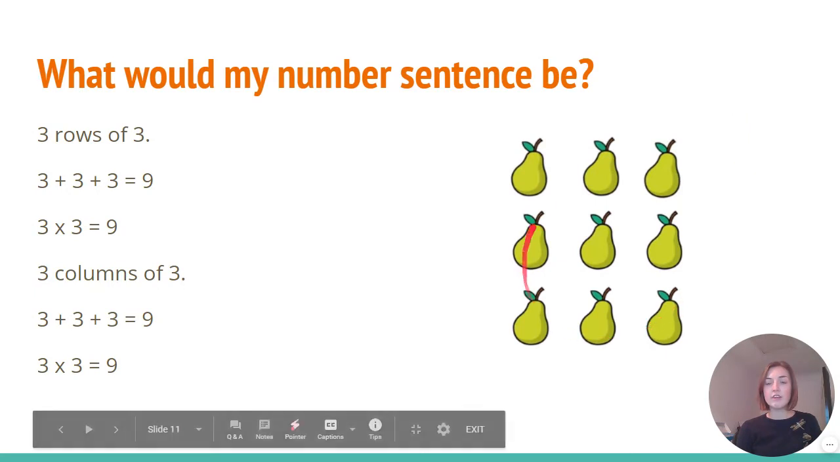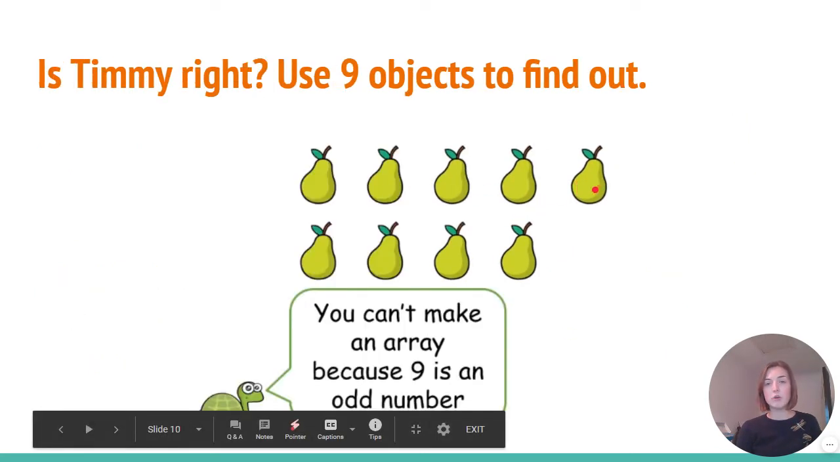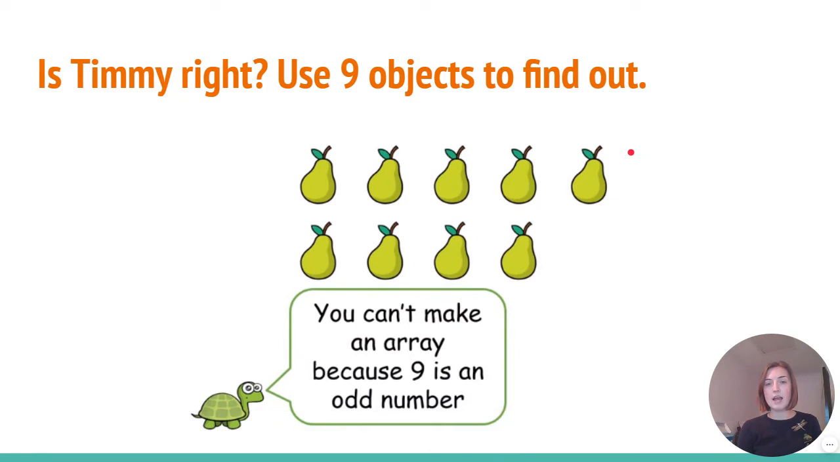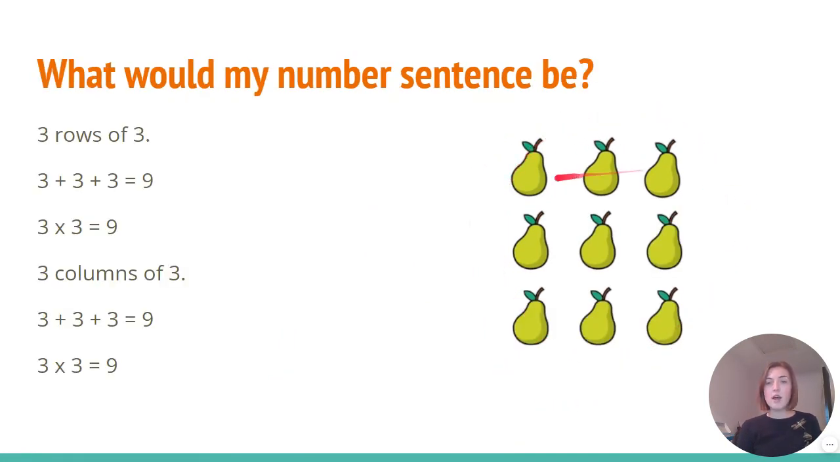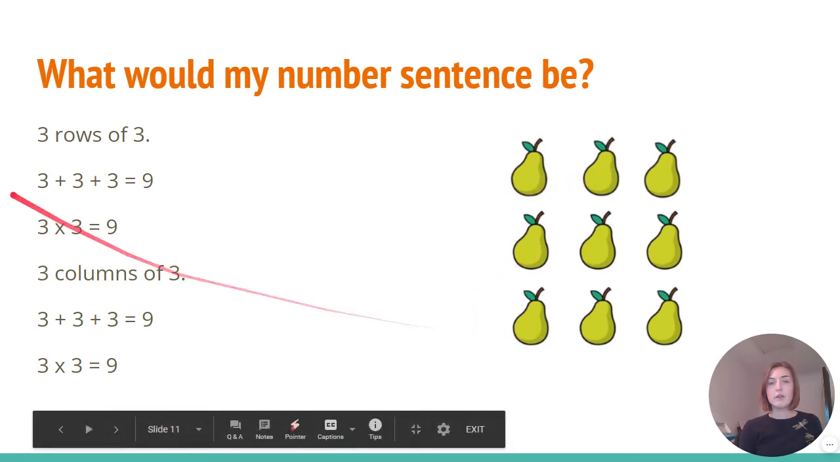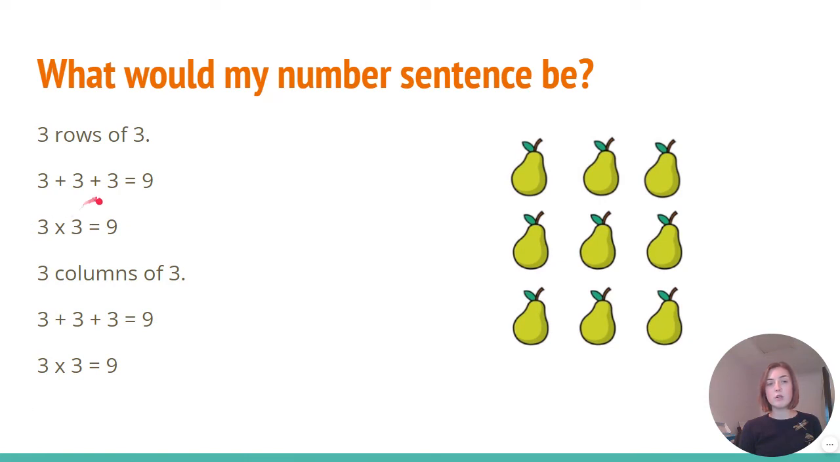Great. So I've rearranged Timmy's pair. Timmy had just added 1 on the end and said that he couldn't make an array. But if you move your 9 objects around, you can make an array. I can make an array that has the same number in each row. I just had to use 3 rows, not 2 rows. So I have made 3 rows of 3. And my number sentence would then be 3 add 3 add 3. And we can count in threes, 3, 6, 9. 3 add 3 add 3 is 9. And my multiplication sentence, I've got 3 lots of 3.